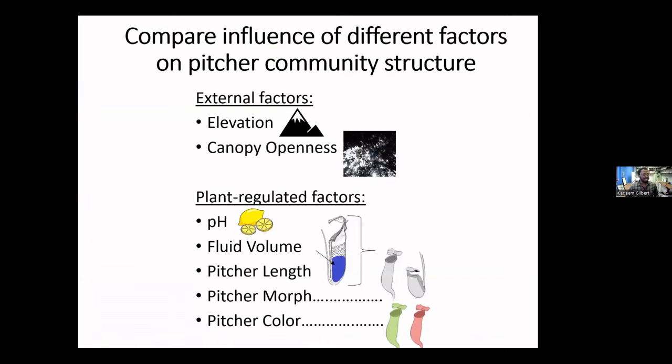Yeah, so here's all that we looked at. So I have this broken up into external factors, which is that elevational gradient, which I should say explicitly, elevation is a proxy for climate, including temperature and humidity. And also measured that canopy openness again, and then we looked at some plant-regulated factors, so like pH, volume of the fluid, and the dimensions of the pitchers as well as the volume.